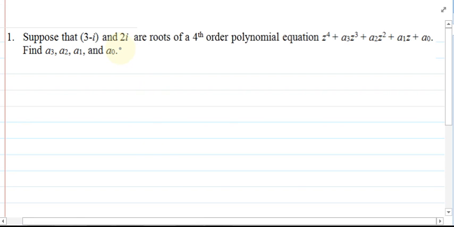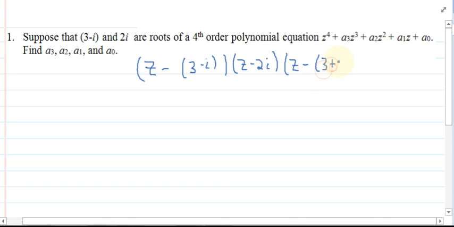All right, so what does this mean? If these are roots of the polynomial equation, that means that z minus 3 minus i is a factor of the polynomial. Also, I know that z minus 2i is a factor. And we know that the complex conjugates are also roots. So z minus 3 plus i is a factor, as well as z plus 2i. Now, if you multiply these out, then you'll get the answer.